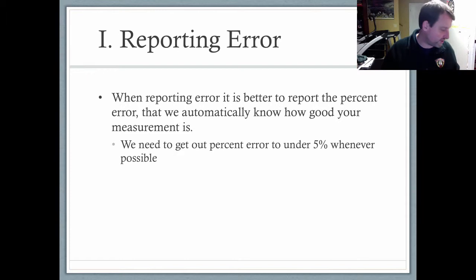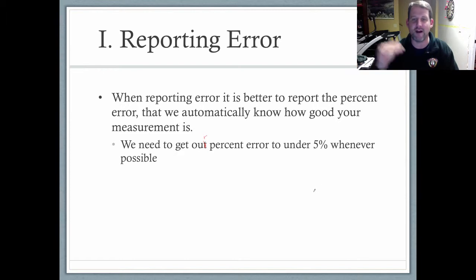Now this slide, I want you to write this down in your lab notebook. So open up to a blank page and write this slide down in your lab notebook. When reporting error, it's better to report the percent error. That way we actually know how good your measurement is. Instead of just saying, oh, I was off by like half a centimeter, say, oh, I was off by 2% or 3%. And we need to get our percent error under 5% whenever possible.